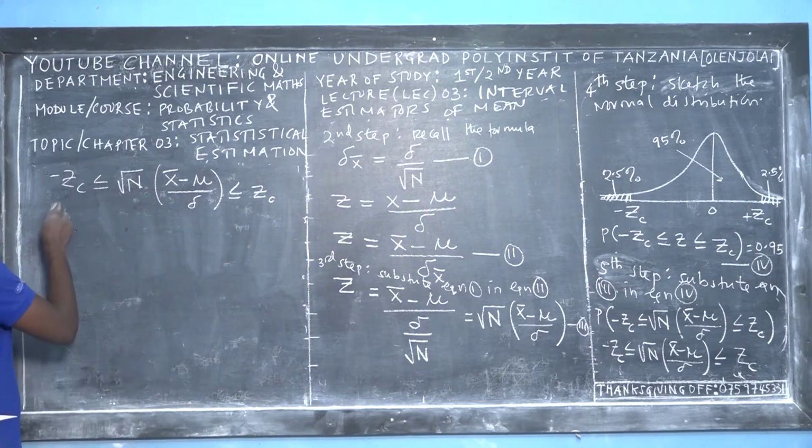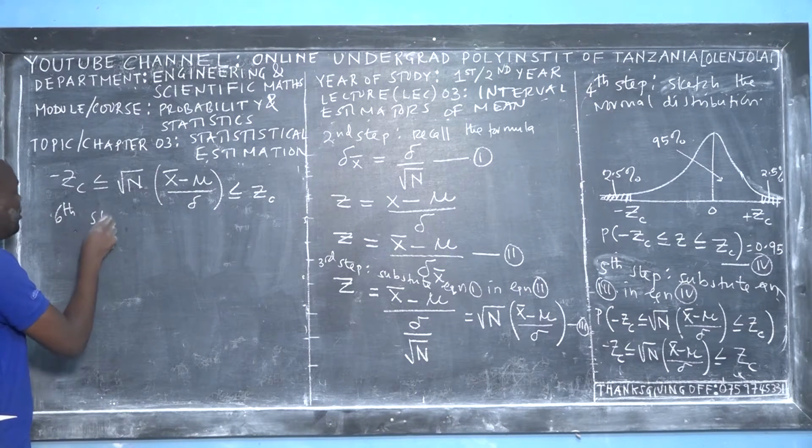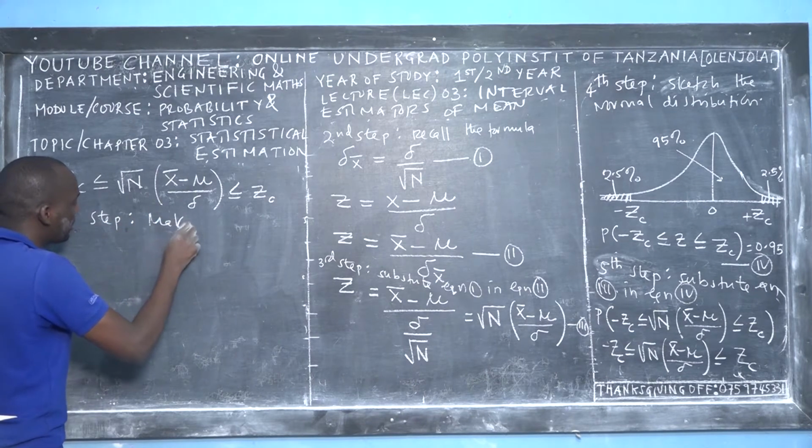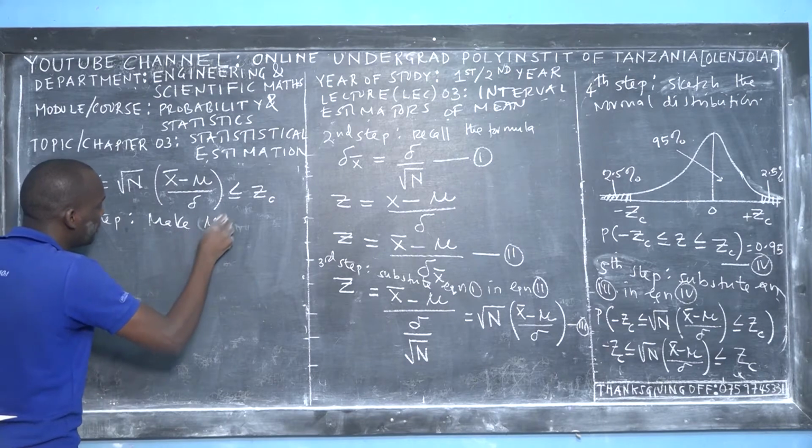So we go for the sixth step. Don't get tired. This formula is simple. So in the sixth step, we say that we make the population mean the subject.